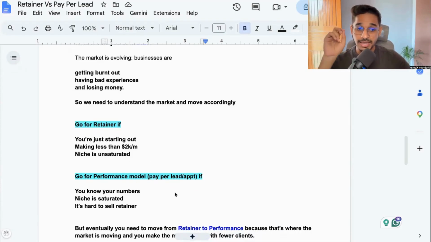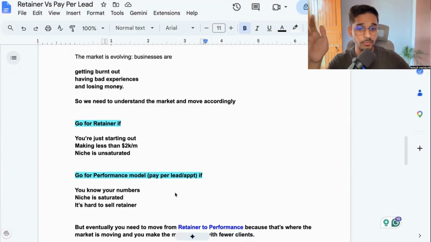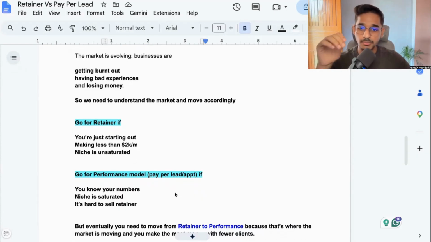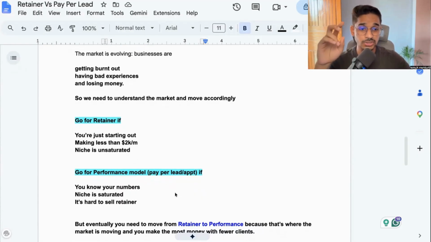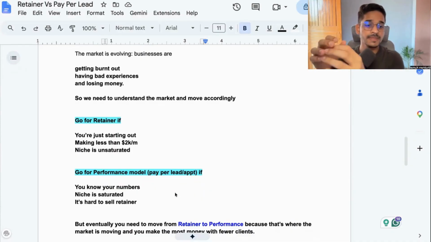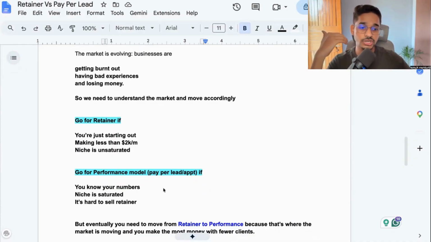Okay. And my suggestion for the performance model, like pay per lead or pay per appointment: go for it if you know your numbers, if you know that if you spend this much money, you can get a lead. Let's say if you spend $30, you can get a lead in a particular niche, then you know your numbers. Or let's say if I spend $100, I can get an appointment. So then you can charge, let's say, $200 or $250 per appointment. So you need to know your numbers before you go with the performance model so you can make the profit and deliver good results. Okay.